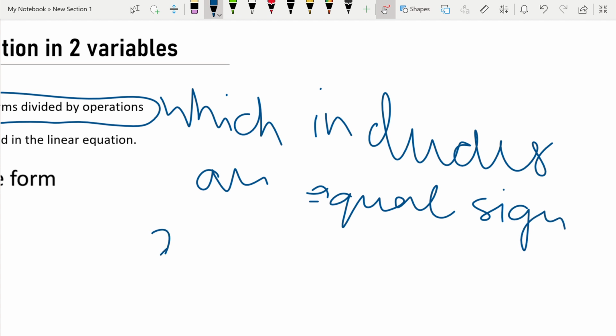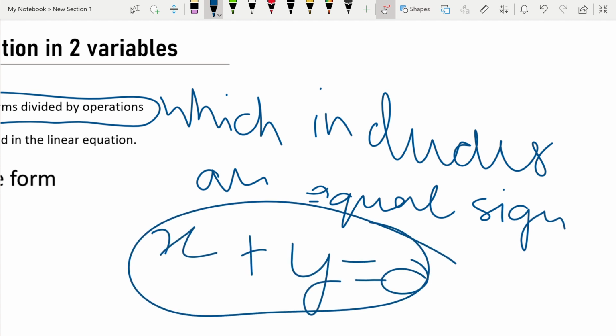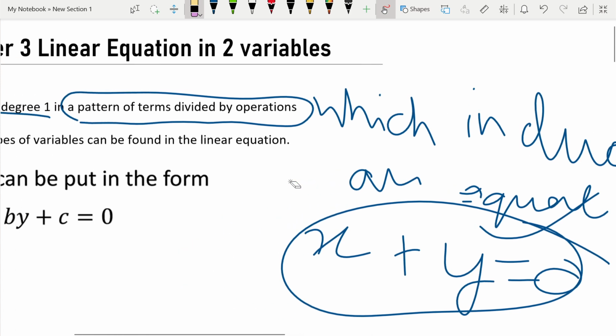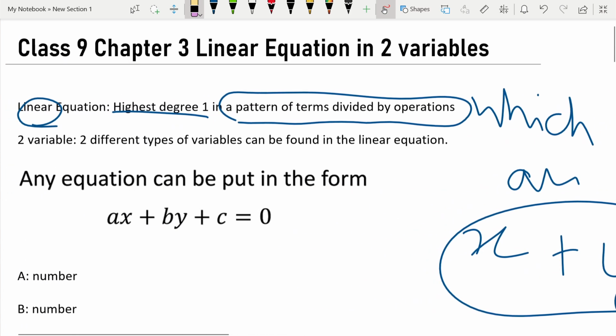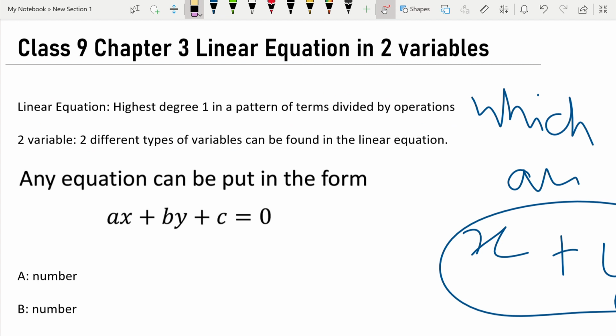For example, x plus y is equal to 0. So this is our equation. Also, it's a linear equation. Okay? And also, it's in two variables because two different types of variables can be found in the linear equation. Okay? Let's rub all that out and move on.